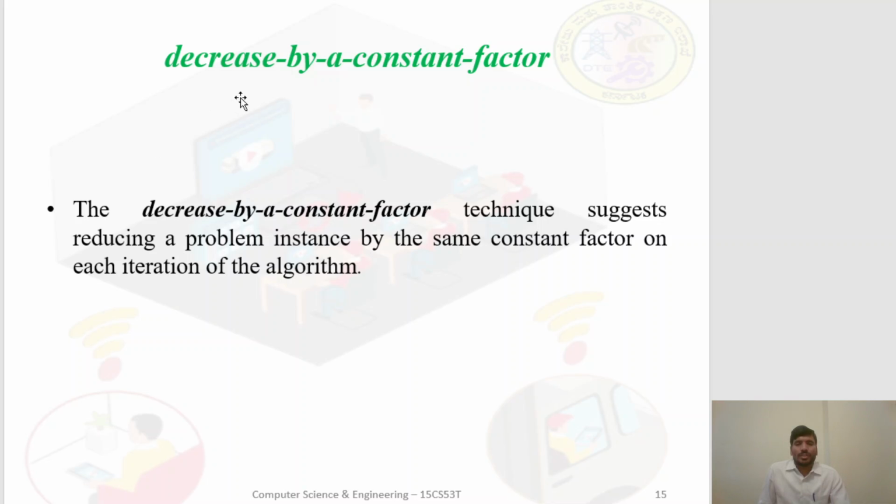Coming to the second variation, decrease by a constant factor. So here in the second variation, this technique suggests reducing a problem instance by the same constant factor on each iteration of the algorithm. So here, in every iteration of the algorithm, we reduce the problem size by a constant factor. For example, divide by 2 for every iteration is an example of a constant factor. Whereas in decrease by a constant, we reduce the problem size by the same constant.